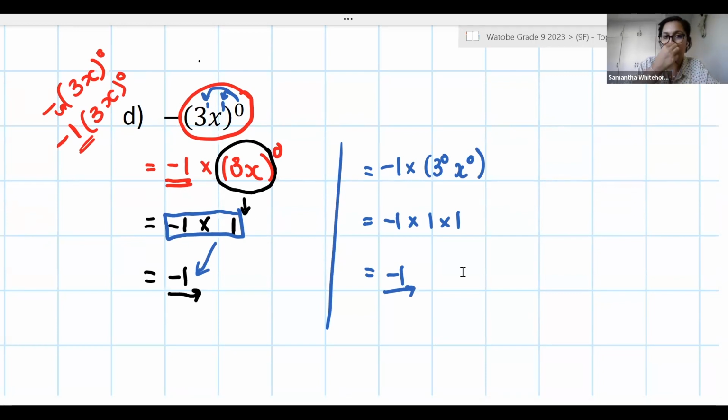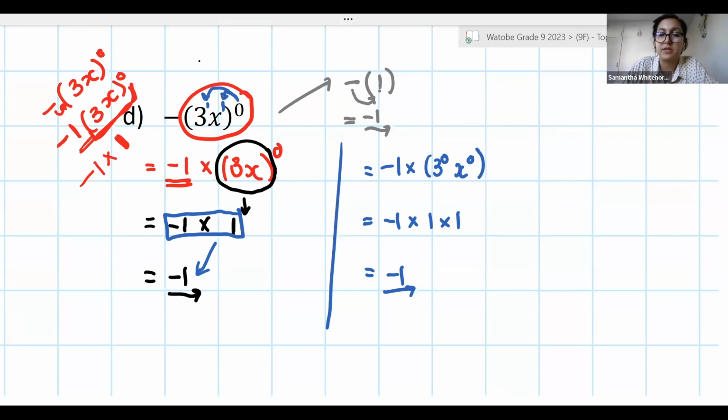Okay. So then from there, this whole bracket, 3x to the power of 0, has a value of 1. And so then we're saying 1 times -1. If you don't want to think of it like that, that's fine. You could also write it as negative, this whole bracket, 3x to the power of 0 has a value of 1. And so a negative times the 1, or the negative in front of the 1, gives me an answer of -1. Does that make a bit more sense?